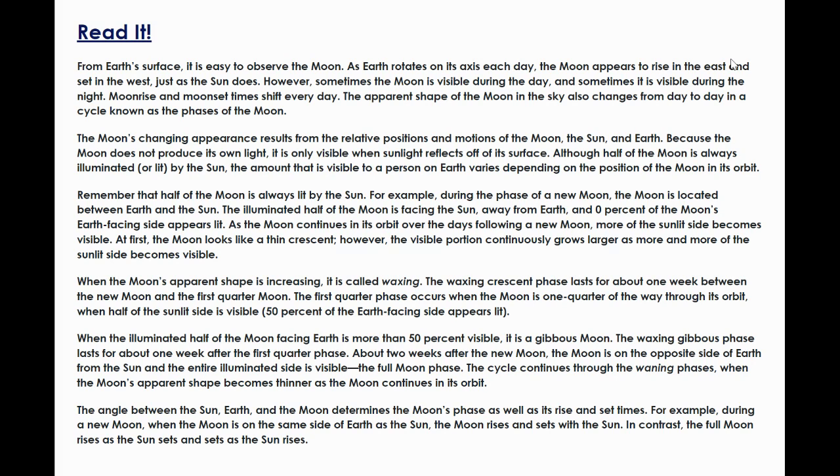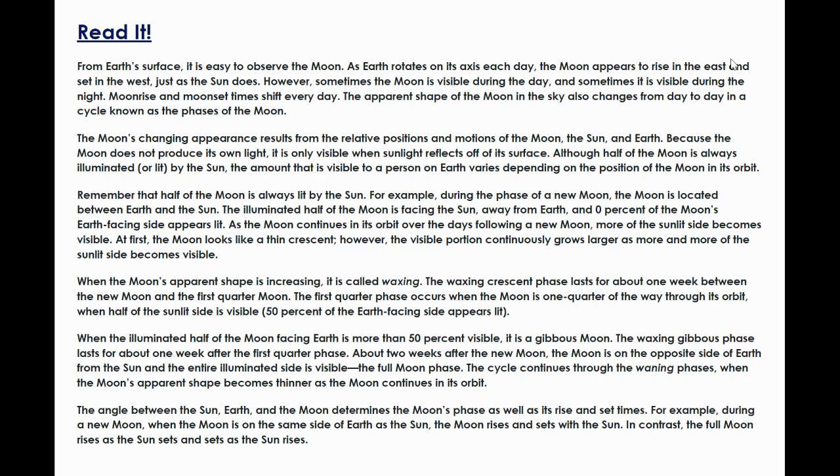However, the visible portion continuously grows larger as more and more of the sunlit side becomes visible. When the moon's apparent shape is increasing, it is called waxing. The waxing crescent phase lasts for about 1 week between the new moon and the first quarter moon. The first quarter phase occurs when the moon is 1/4 of the way through its orbit, when half of the sunlit side is visible, or 50% of the Earth-facing side appears lit.